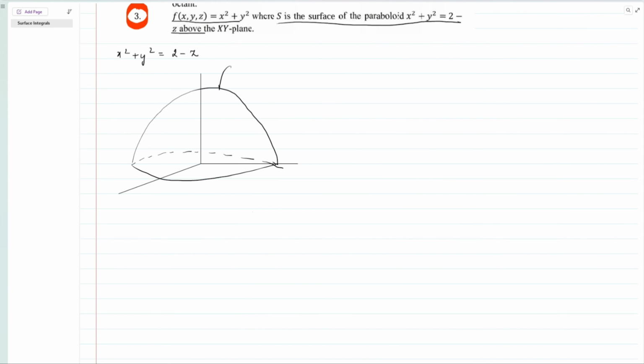So we have got the surface S given by the equation x square plus y square is equal to 2 minus z. Now also notice that it is said that the surface of the paraboloid needs to be considered only above the xy plane. So of course, since it could go down as well, we are not really looking at that part which is below the xy plane. So we have a base of this paraboloid which is this.